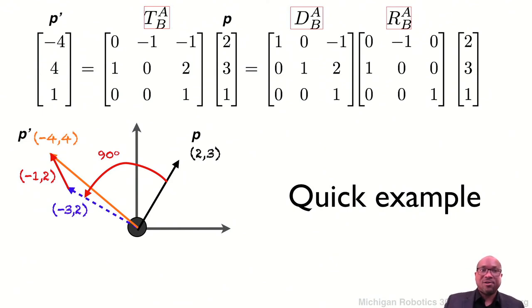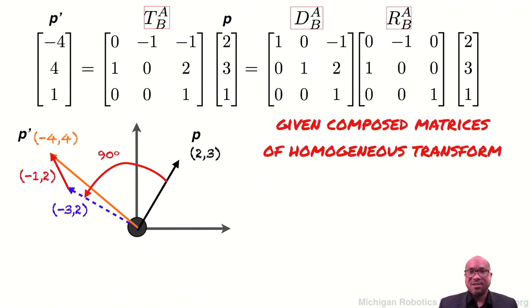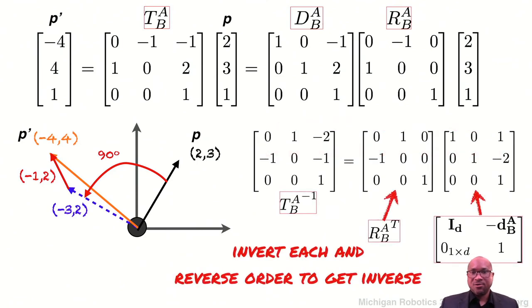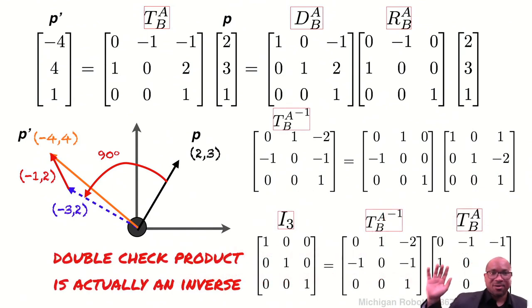We can think about this as a quick example. If we go back to our earlier example, we had the point (2,3) in homogeneous coordinates, and we were multiplying it by this matrix that we composed together to get the point (-4,4). If we split it up into its component rotation and translation, then if we wanted to go back from (-4,4) to (2,3), we can compute the inverse. We take these composed matrices of a homogeneous transform, reverse their order, negate the translation, and transpose the rotation. And we multiply them together, we get this inverse.